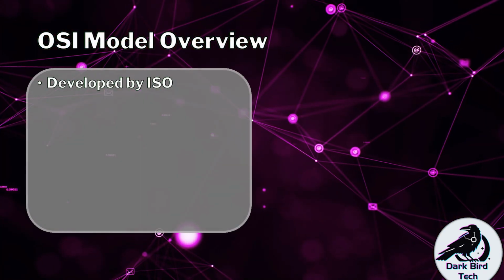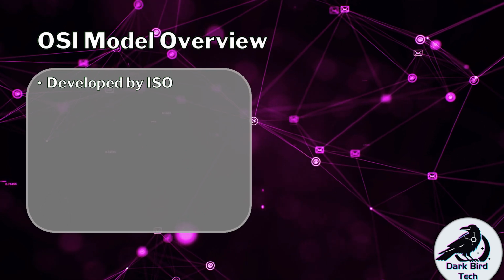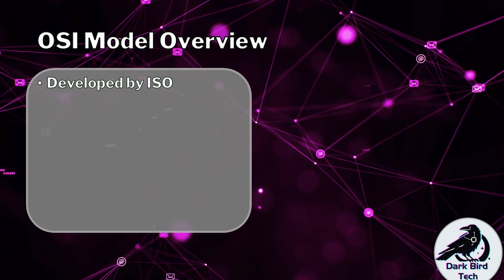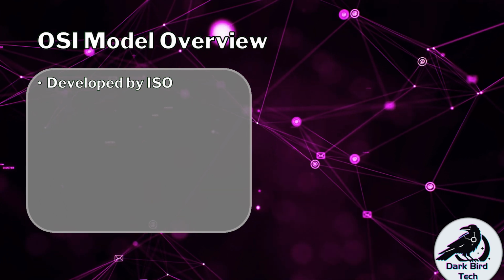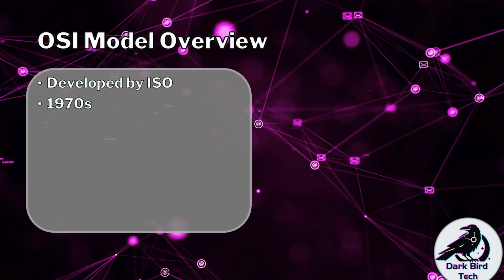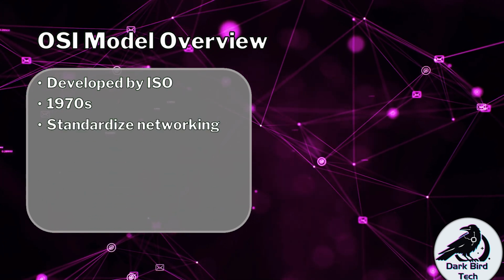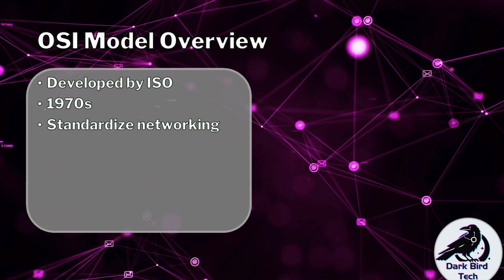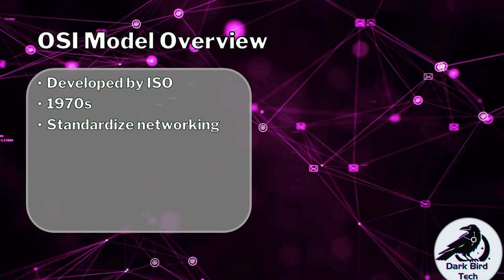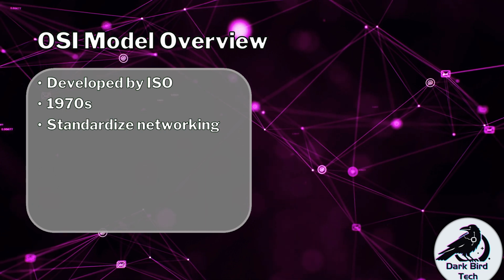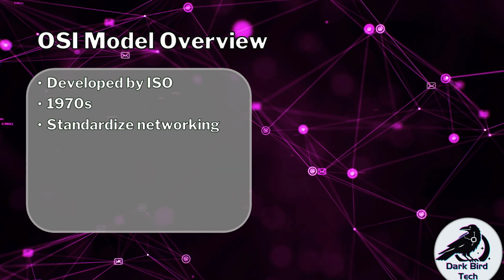So the OSI model was developed by the ISO. Ironic how the letters are just rearranged. But the ISO, or the International Organization of Standards, developed this back in the 1970s. And its primary purpose is to standardize networking. Prior to the OSI model, every vendor was doing networking in their own proprietary fashion. And that's a problem for us, and would be a problem today as well.